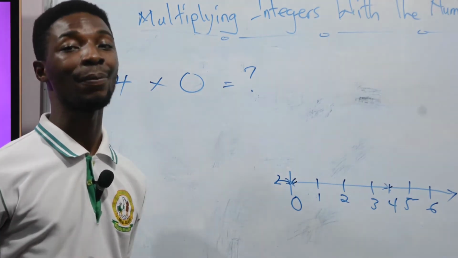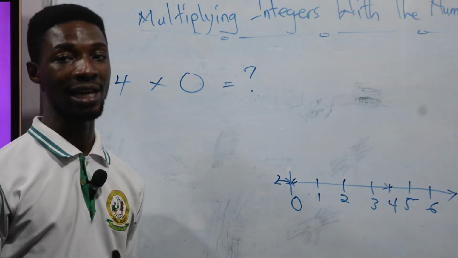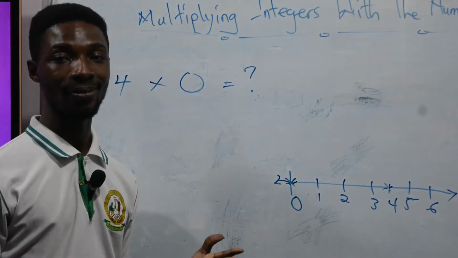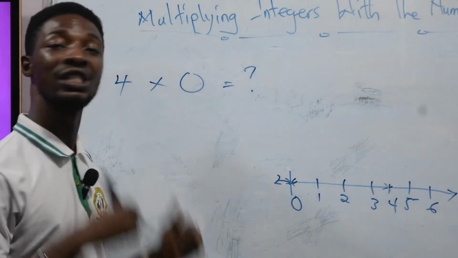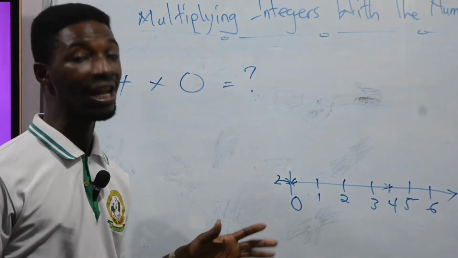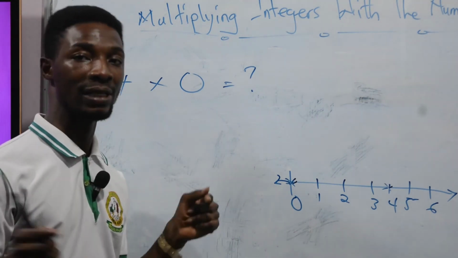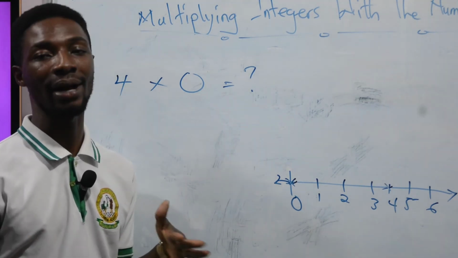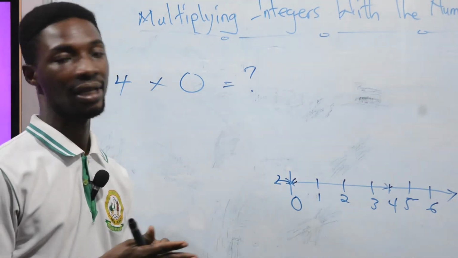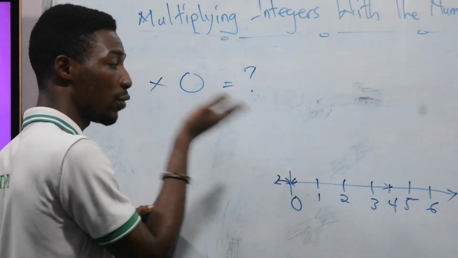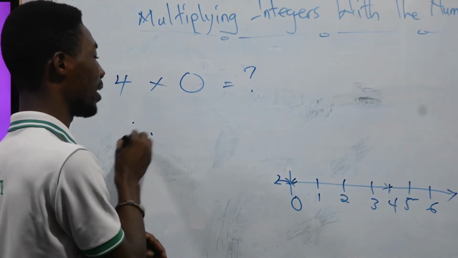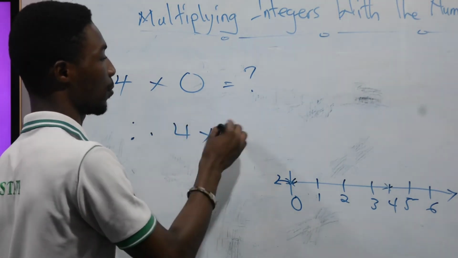I cannot jump 4 times in intervals of 0. As a matter of fact, this answer is still 0. Do you get it? Anytime you cannot jump 0, you cannot jump. So anytime you have a number multiplying 0, you cannot jump 0 times, or you cannot jump any number in intervals of 0. Therefore, this number line will still be there without having any kind of jumps on it. So my answer becomes 0.